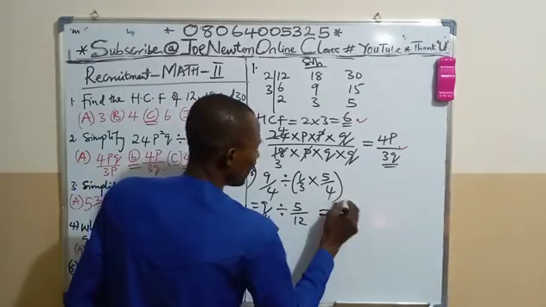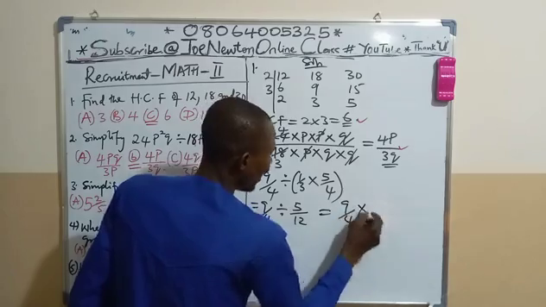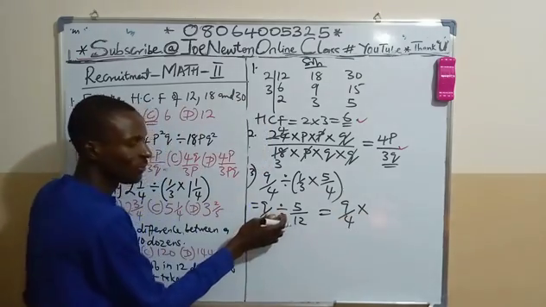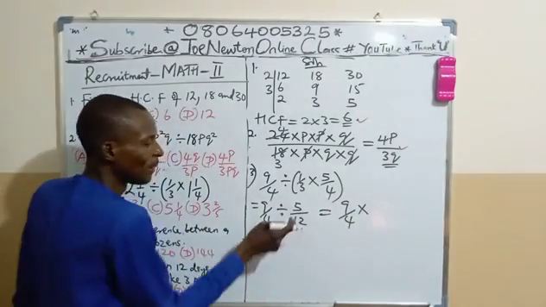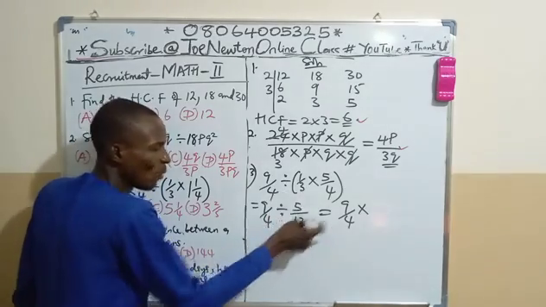Then the rule says 9 over 4 times. You now change this divide to multiplication. When you do that, very importantly, you now invert this. The one down will come up.